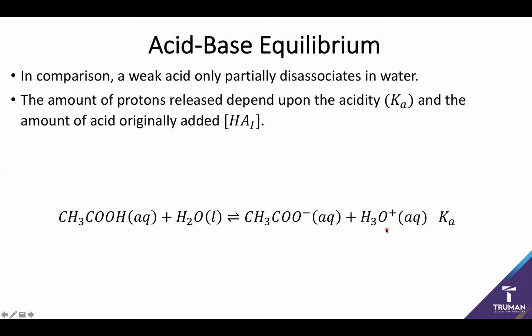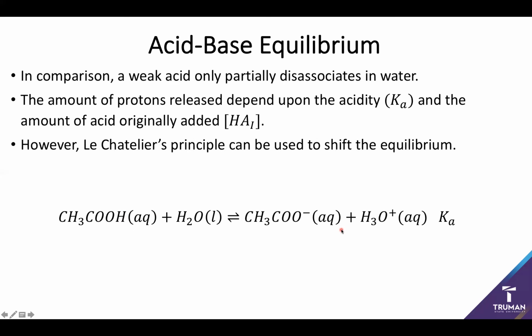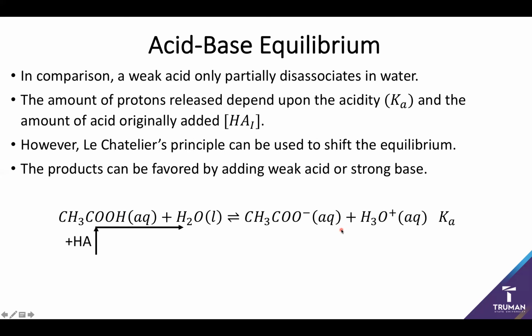Originally when we were looking at the system, if I wanted to modulate the amount of protons present, I would do it by one of two methods. Either I'd choose an acid that was more acidic, so had a larger Ka, or I'd increase the amount of acid I had, which drives the reaction to the right. However, we can also use Le Chatelier's to help really shift our equilibrium.